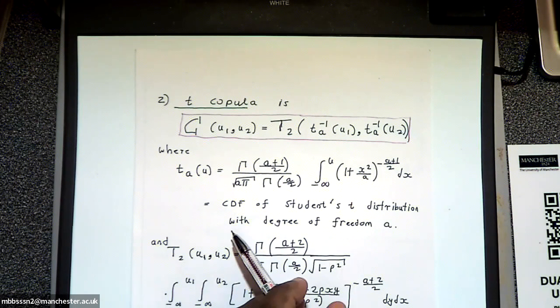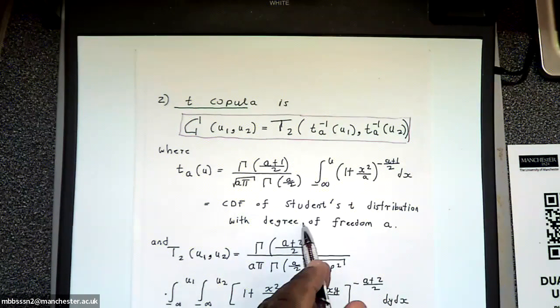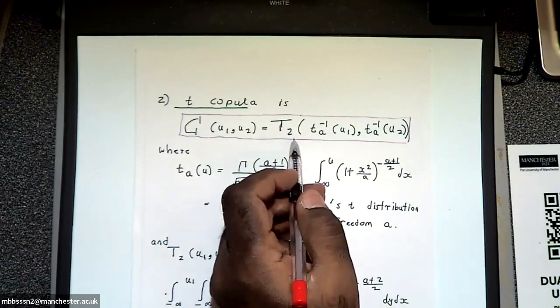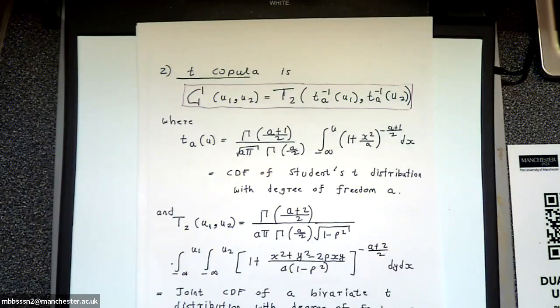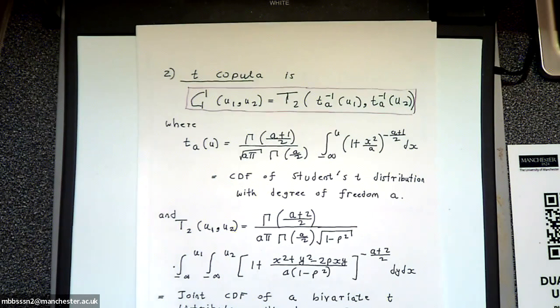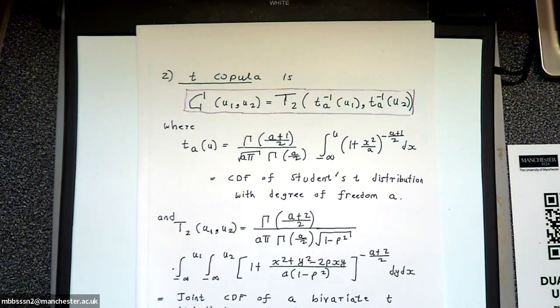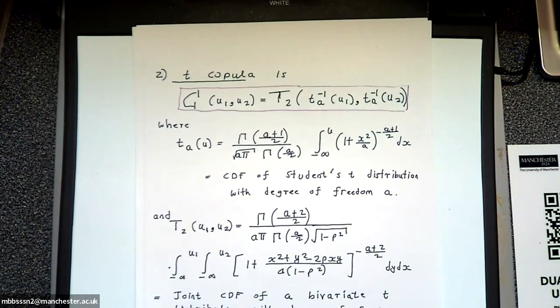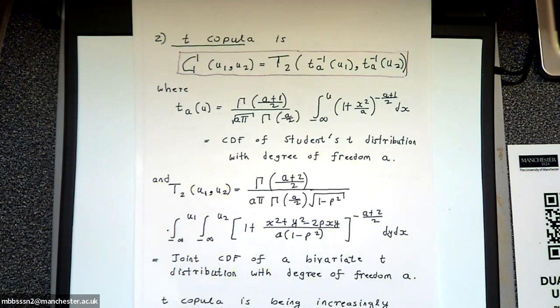I'm sure you guys know the student's T, right? This is the CDF of the univariate student's T distribution with degree of freedom A. And the capital T2 is the joint CDF of the bivariate student's T distribution with degree of freedom A. And the T copula is a much better model for financial data than the Gaussian copula. The Gaussian is not at all a good fit. The T copula gives a much better fit, especially in the tails of the data. So people have been using the T copula since the crisis occurred.